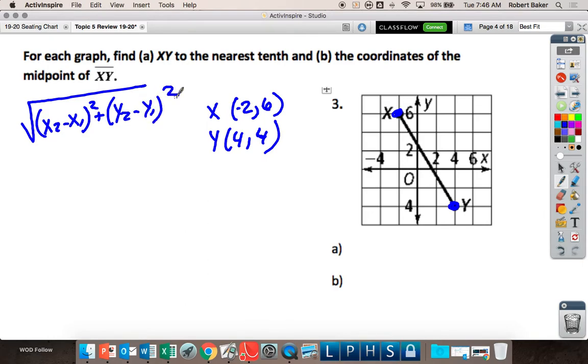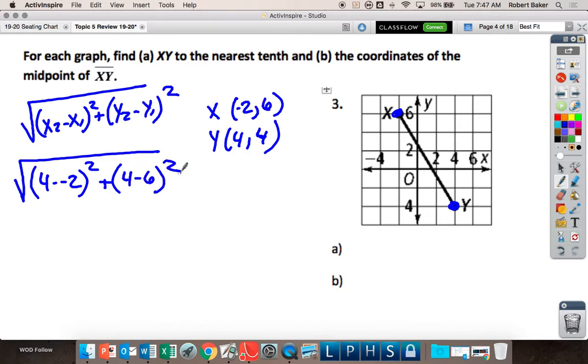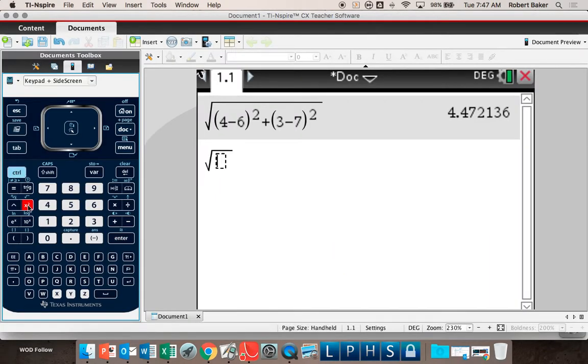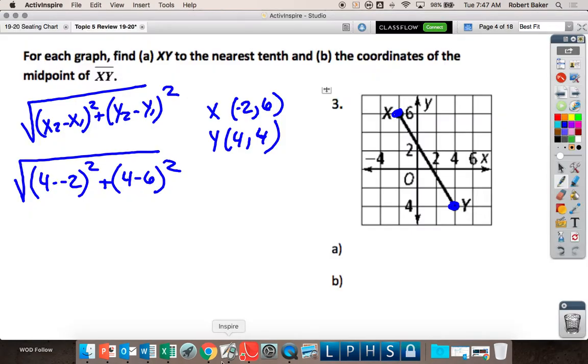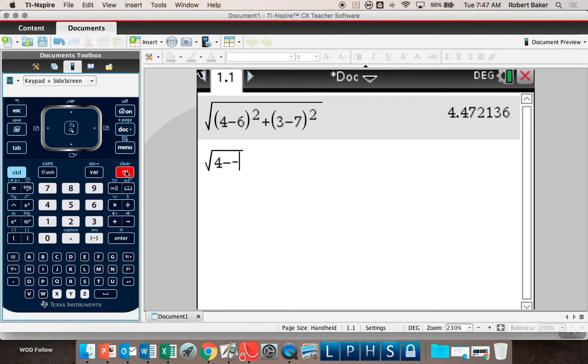So x2 minus x1, that would be 4 minus negative 2 squared plus y2 minus y1, that'd be 4 minus 6 squared. Okay, I'm going to ask my calculator to do that for me again. The square root of, I think it was 4 minus negative 6 squared plus, nope, it's 4 minus negative 2 squared plus 4 minus 6 squared.